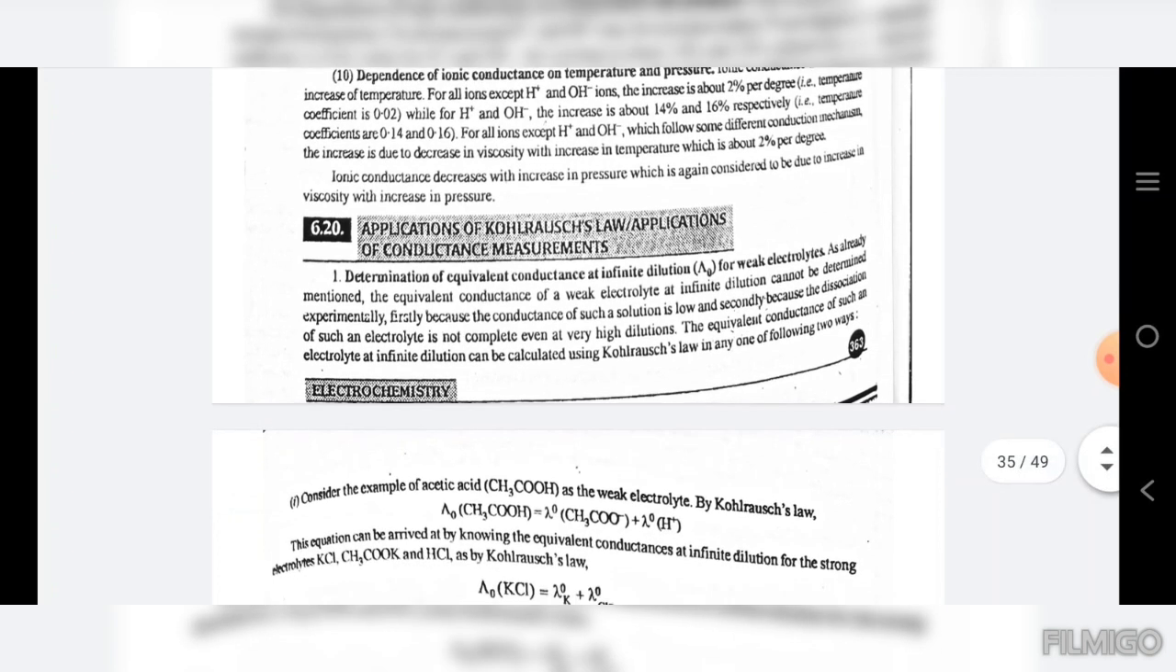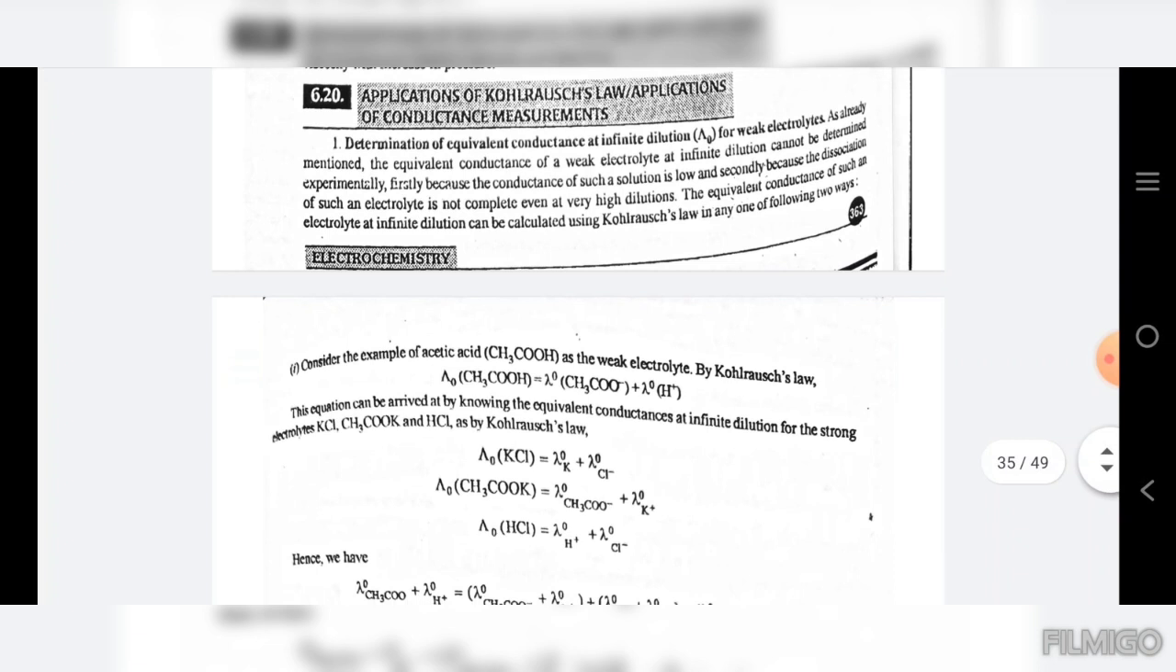Dependence of ionic conductance on temperature and pressure. Ionic conductance decreases with increase in pressure, which is again considered to be due to increase in viscosity with increase in pressure. Application of Kohlrausch's law of conductance measurements: determination of equivalent conductance at infinite dilution for weak electrolytes.